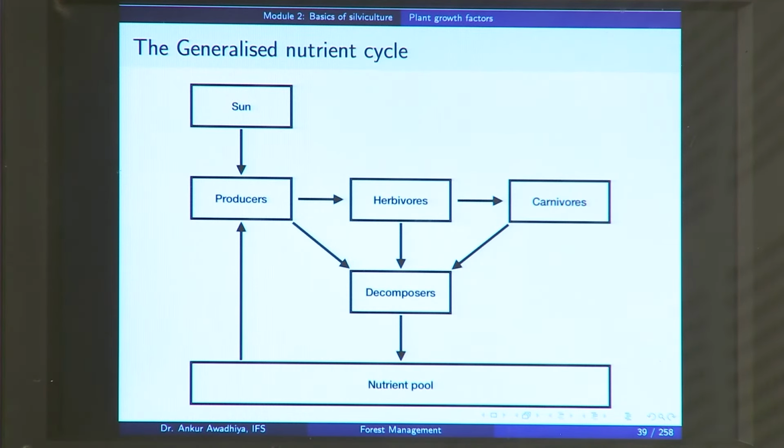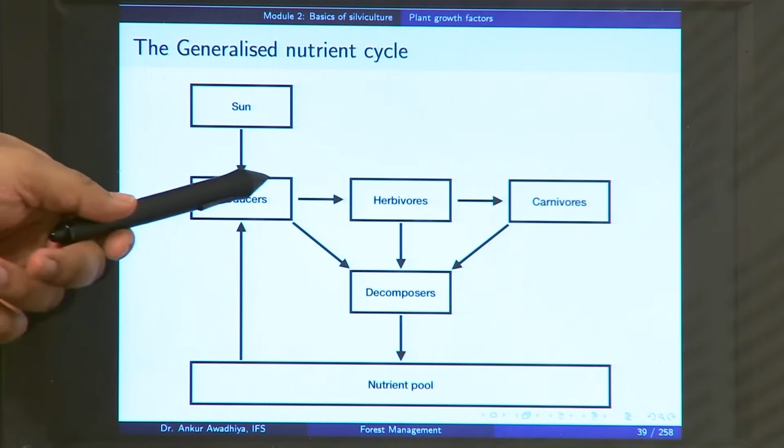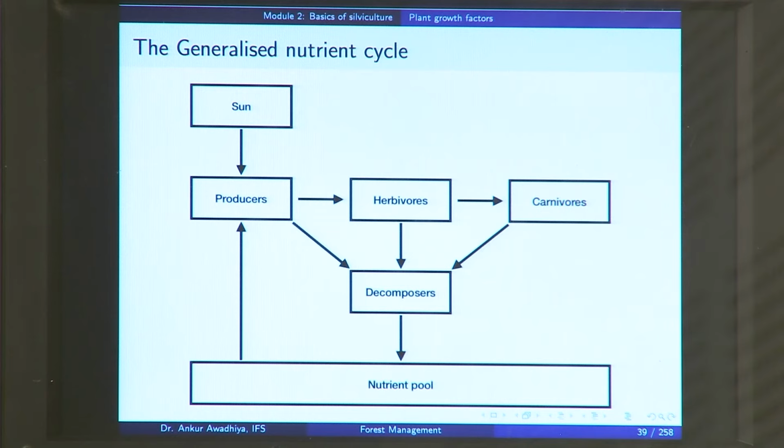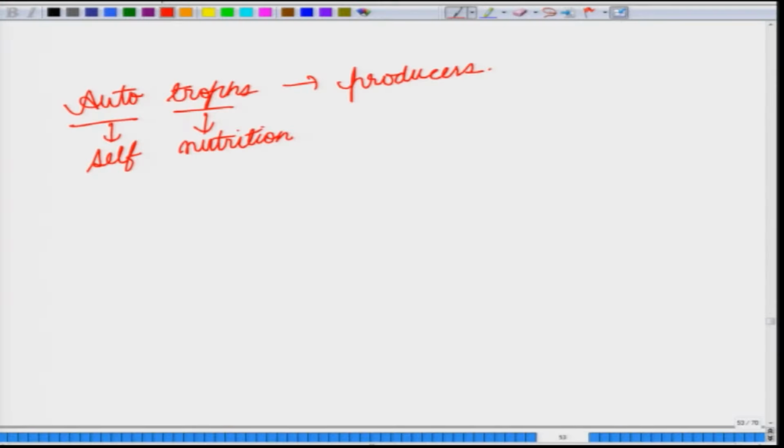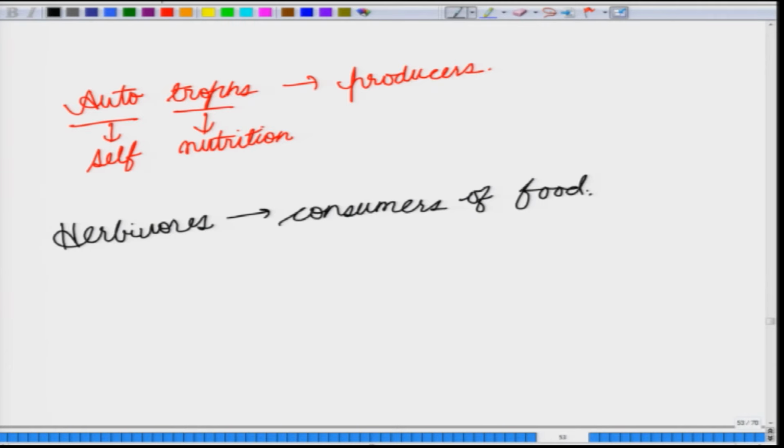Now, these producers, once they have produced this food, it is then eaten by herbivores. So, herbivores in this case are consumers of food. They are not able to produce their own food. So, they consume it from other organisms which are the producers. So, the producers make food, the consumers consume that food. And the herbivores are also referred to as the primary consumers, because they are the first one to consume this food.